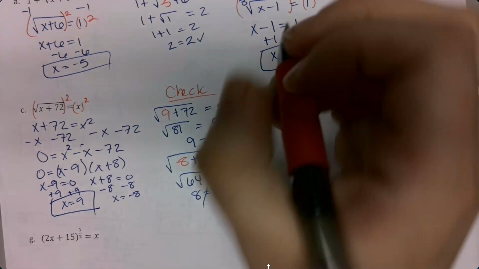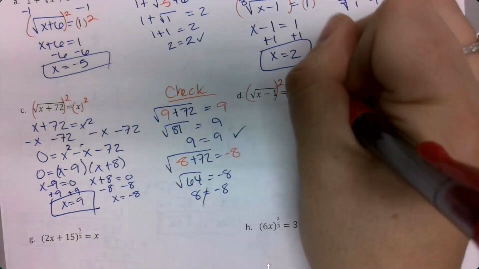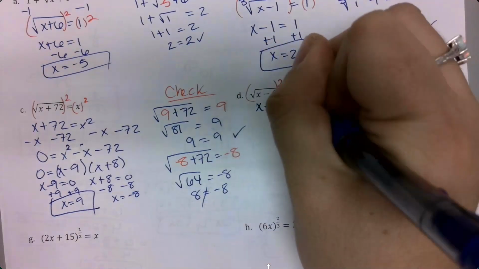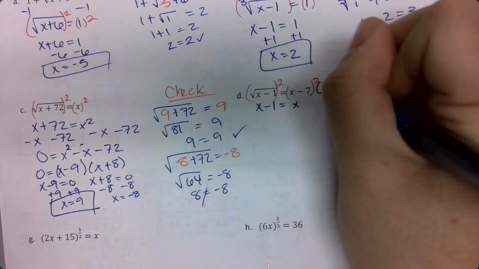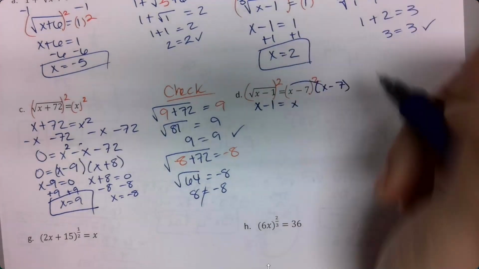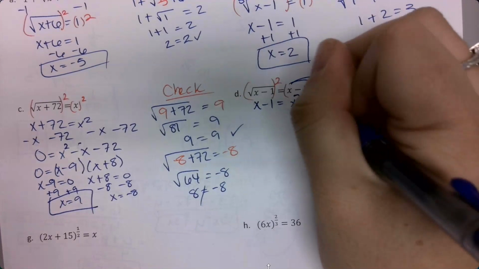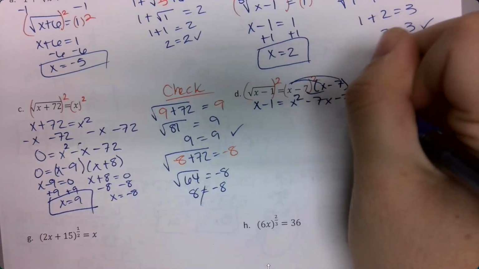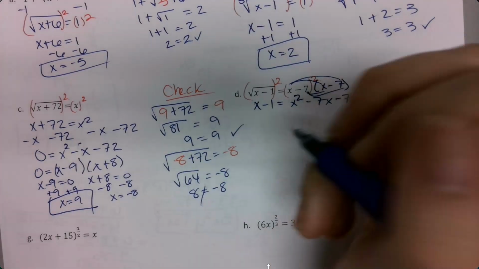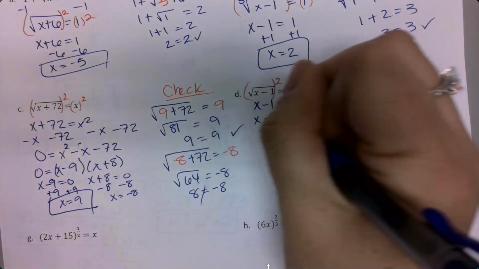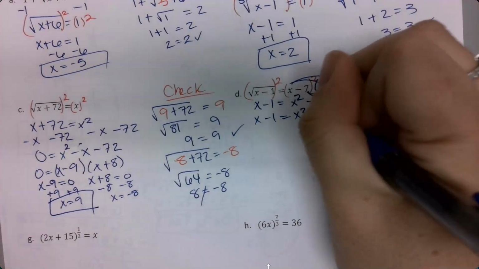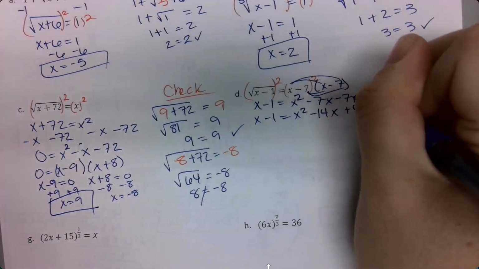On D, I want to square this one as well, because my radical is already isolated. That gets me x minus 1 equals, if I have that squared, I can write it twice. So I'm going to have x times x gets me x squared minus 7x minus 7x plus 49. Then I'm going to combine like terms on my right side. It gets me negative 14x plus 49.